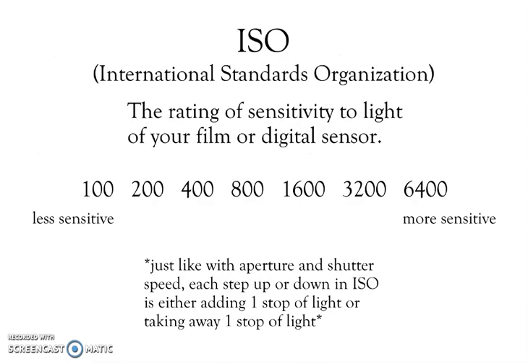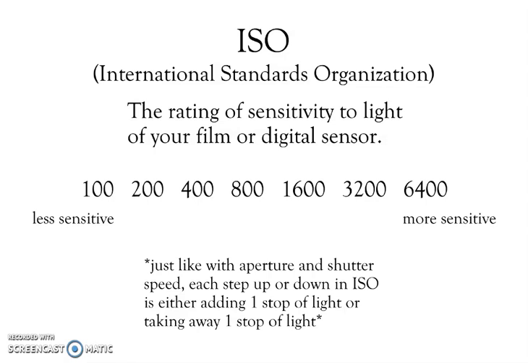Alright, now let's talk about ISO real quick. ISO stands for International Standards Organization. The only reason you'd ever need to know that is if you end up on Jeopardy. The thing that you need to know is your sensor is adjustable in how sensitive it is to light. The smaller the number, the less sensitive to light your sensor will be set at. So ISO 100 is the least sensitive on this scale, where ISO 6400 is the most sensitive.